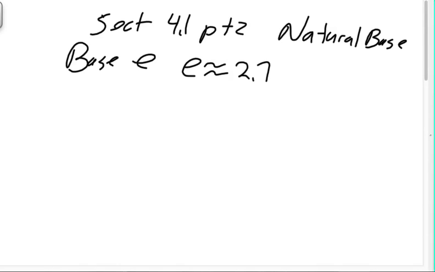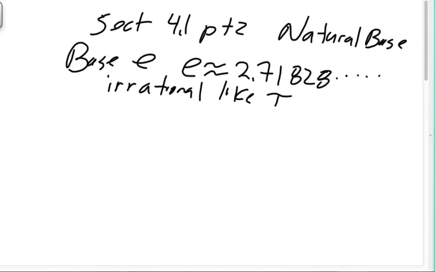It's about 2.71828, and it is irrational like pi. To remember, pi is approximately 3.1415926, and so on. E is the same type of number.